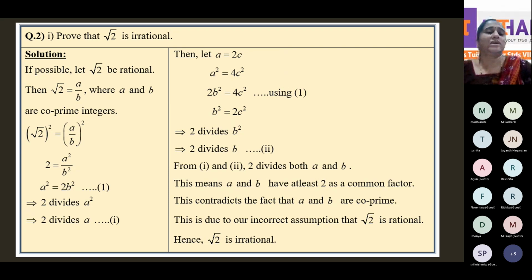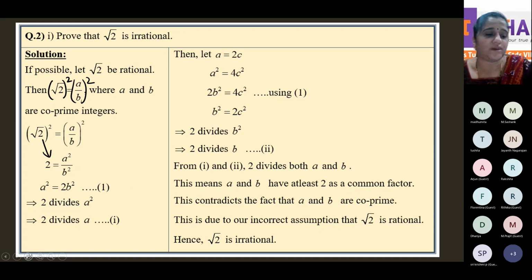Okay, now let's square that on both the sides. Root 2 the whole square is equal to a by b the whole square. So what do you get? Root 2 square is 2. And this one is a square by b square. Cross multiply. When you cross multiply, you get a square is equal to 2b square.